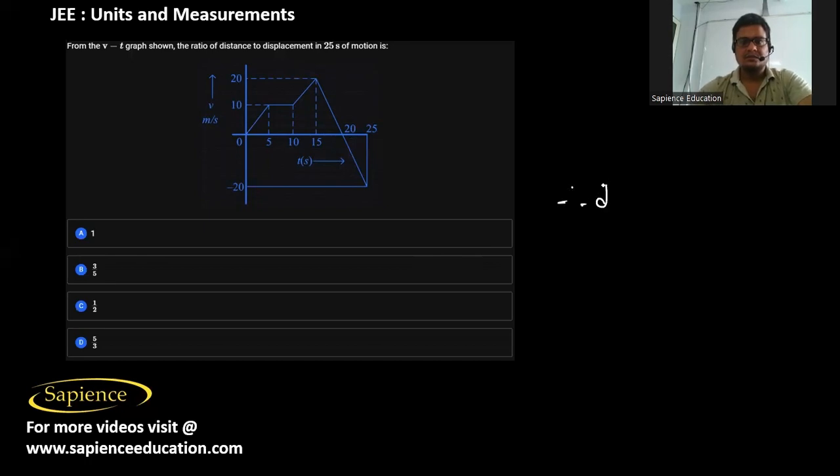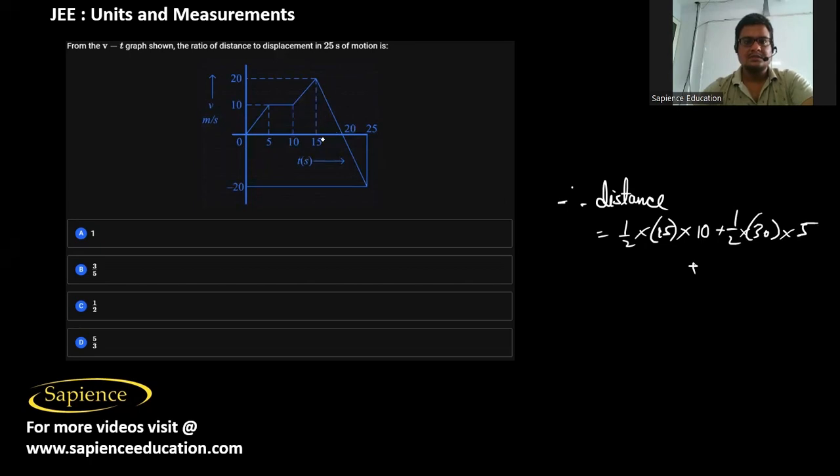Now, therefore, the total distance traveled will be equal to the area of this trapezium part. So that is half into sum of parallel sides, which is 5 plus 10, it is 15, into height. Height is 10. Plus this is also a trapezium part. So this is also half into sum of parallel sides, which is 10 plus 20, that is 30, into height. Height is 5.